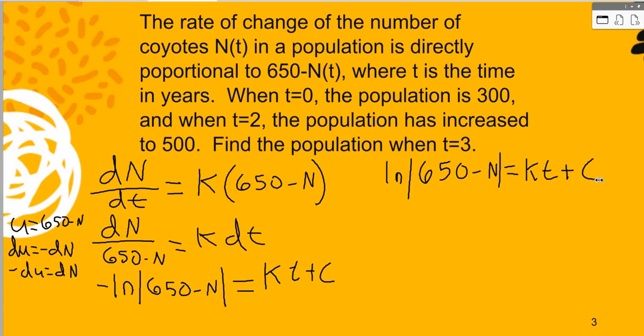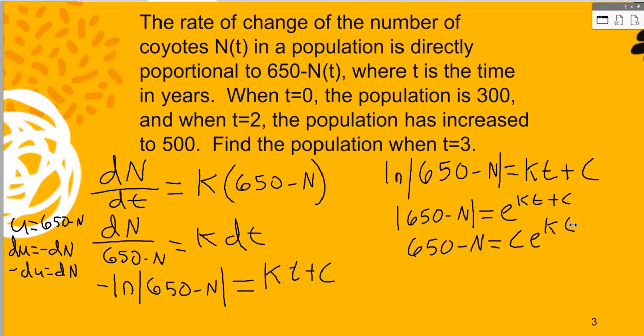So now, can we exponentiate? Yes. So if I exponentiate, I get the absolute value of 650 minus n equals e to the kt plus c. Are we all with me up until this point? Cool. What do we like to do with this plus c? Bring it down. Cool. So we would change it technically to times e to the c, right? But then that just becomes another c. And again, c's can be positive or negative, which is why I'm also dropping my absolute values in that step as well.